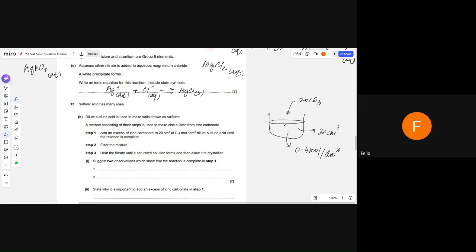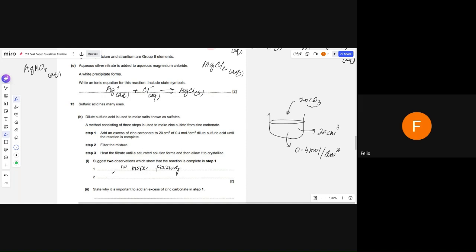Since it's a carbonate, there will be fizzing when it is reacting with acid, as carbon dioxide will be released. So you can say that no more fizzing, once all of the acid in the beaker is consumed. So we can write here that no more fizzing, or you can also say that the bubbling will stop, or there will be no more bubbling.